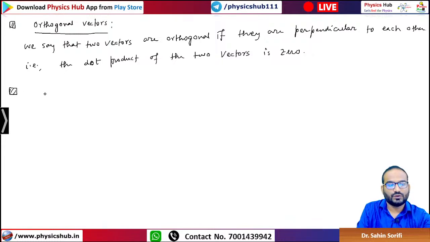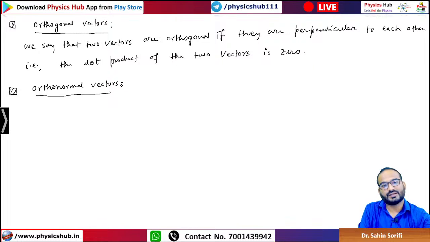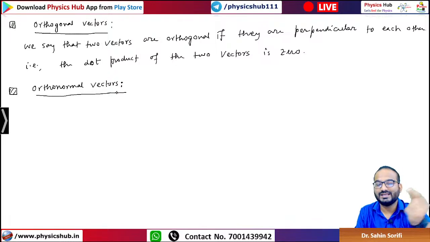Now let's talk about orthonormal vectors. We can understand it by looking at the name carefully. Orthonormal is a combination of orthogonal plus normalized. So for orthonormal vectors, the conditions will be orthogonal, that is the previous condition, plus each vector will be normalized to unity. Normalized to unity, you understood?